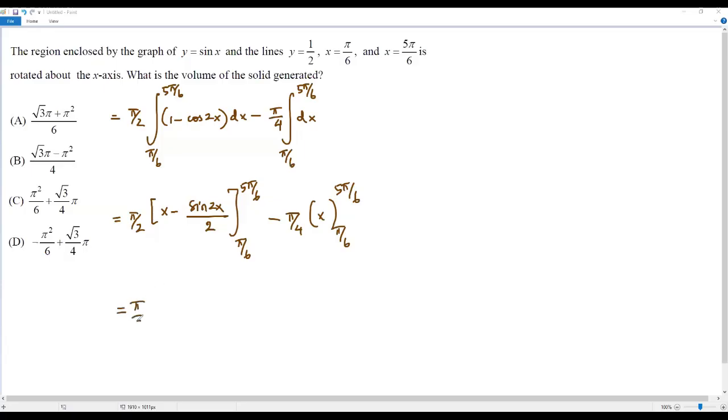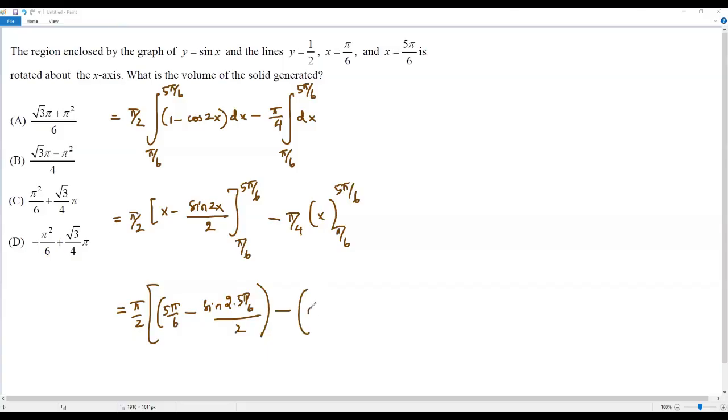Then we get pi over 2 times... okay, now what I can do is plug in the upper limit for this complete result. Then I'm getting 5 pi over 6 negative sine 2 times 5 pi over 6 divided by 2. So now I have to take a negative sign. In the same result, I have to plug in the lower limit, that is pi over 6.